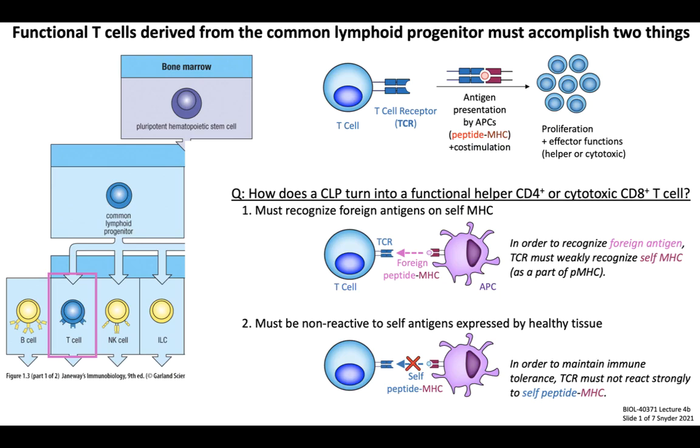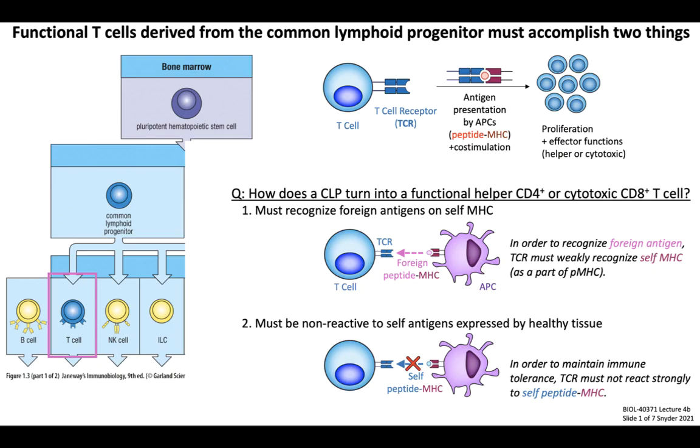The second criterion for functional T cells is that they must be non-reactive to self-antigens that are expressed in healthy tissue, meaning that they must not be autoreactive. So a given TCR must be able to weakly recognize self-MHC, but it can't react strongly to self-peptide presented by self-MHC in order to avoid autoimmunity. And this avoidance of self-reactivity is the concept of immune tolerance that we've introduced before in this course, and is a key aspect of successful adaptive immune development.